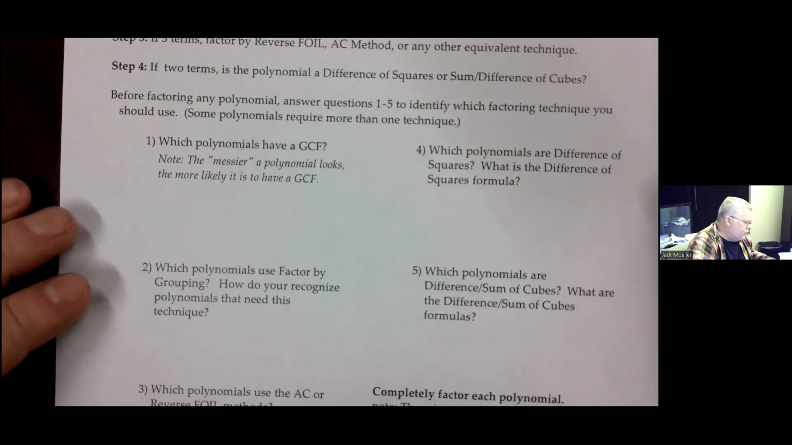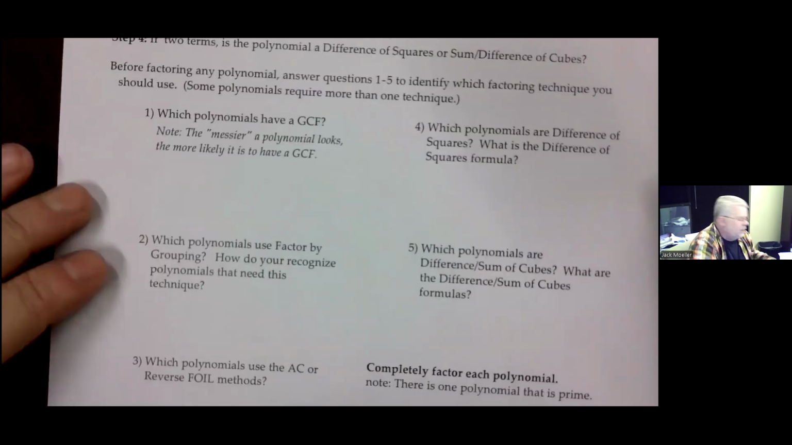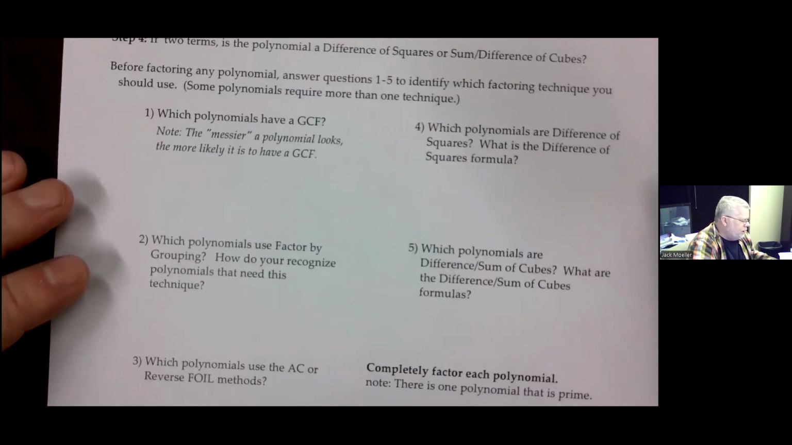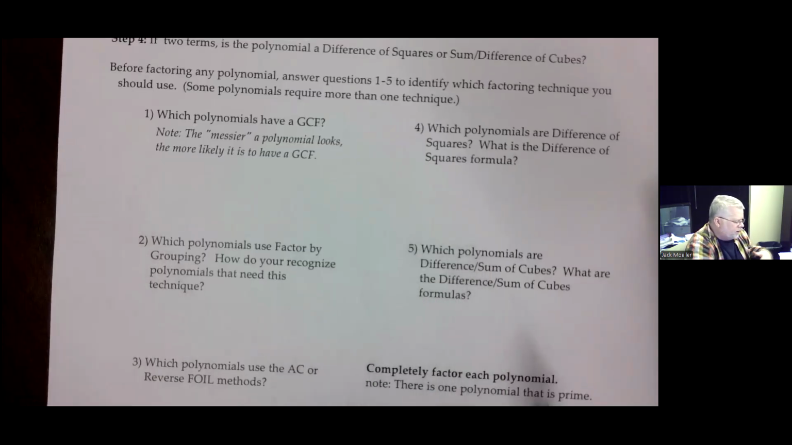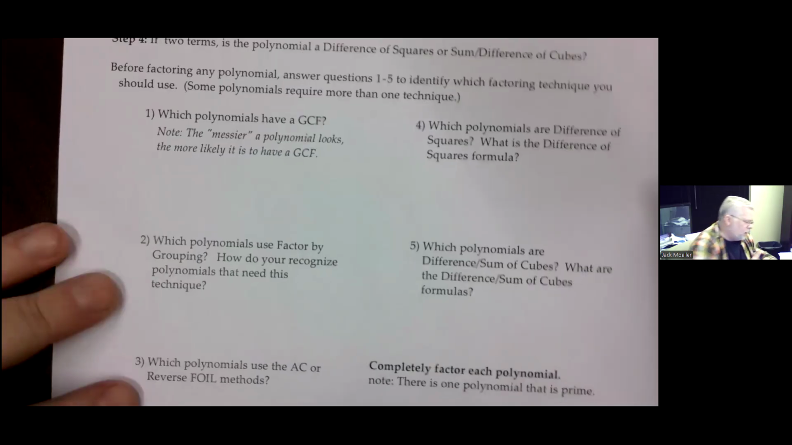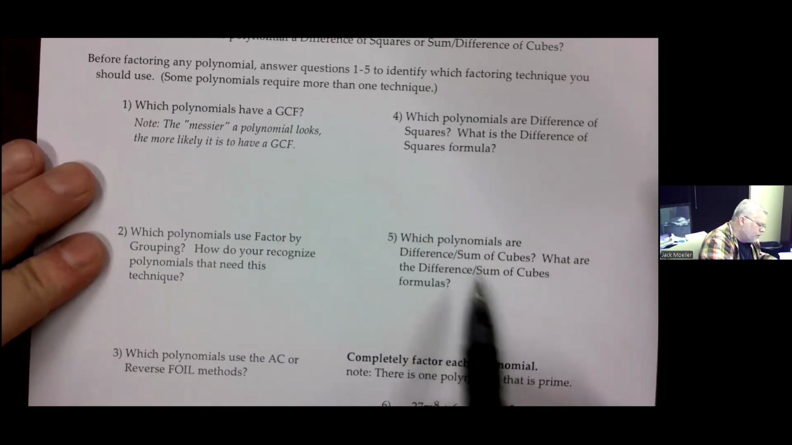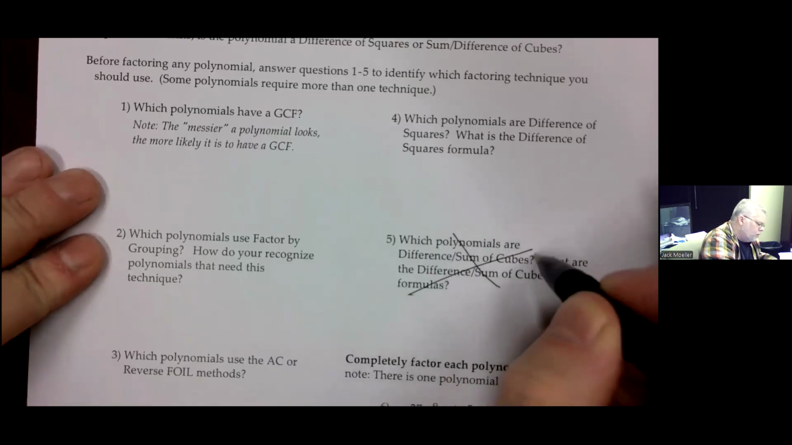Okay, so in class, this is what I would do at this point: I would give them about 10, 15 minutes, maybe 10 minutes, and go through this next page and say which technique are you going to use? Are you going to use GCF? Or are you going to use factor by grouping? And so on. Now, on number 5, you see the sum or difference of cubes. We're not going to use that.